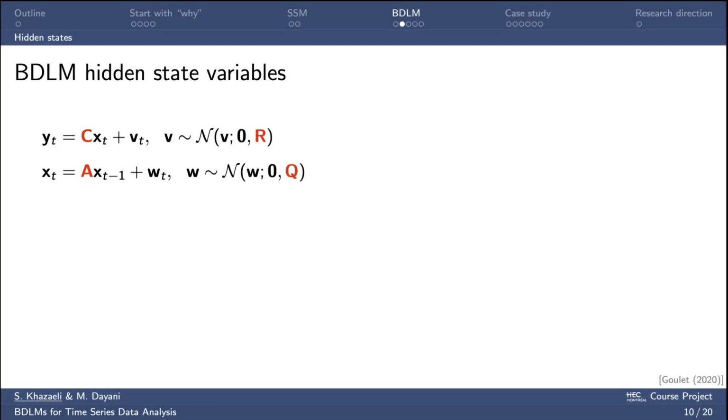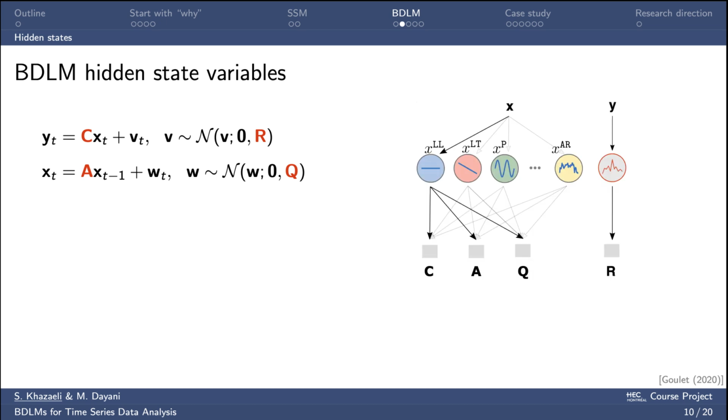Okay, let's recall the equations we have developed until now. We have a model with four matrices: C, R, A, and Q. These matrices can be defined based on the underlying dynamics. The figure shows the whole model matrix building process. On top, you see the hidden state variable shown with the bold X, and the observation is shown by the bold Y. Underneath, you see the icons we use for the underlying dynamics.